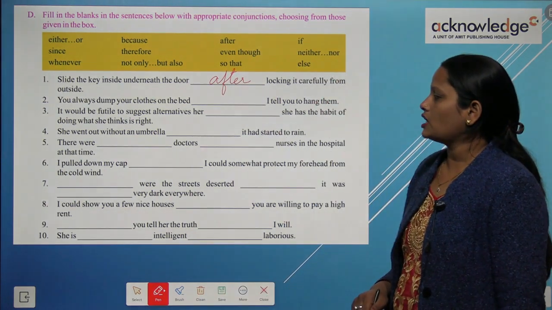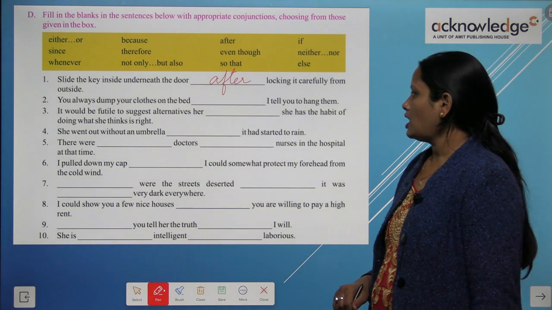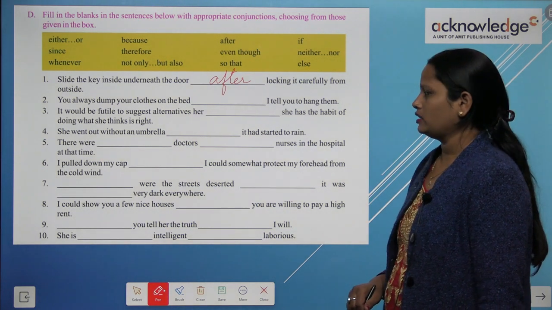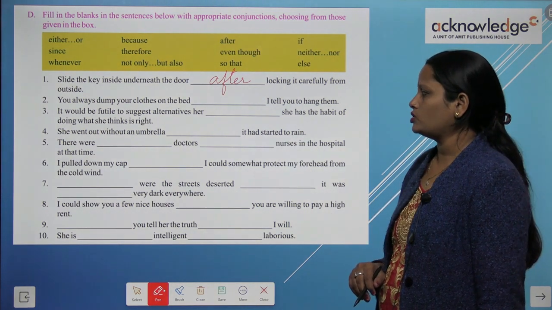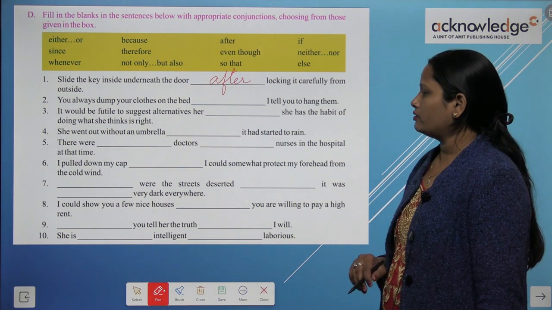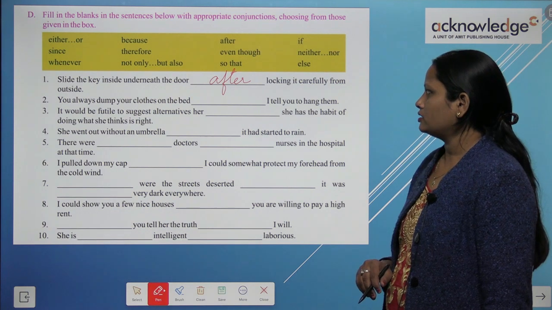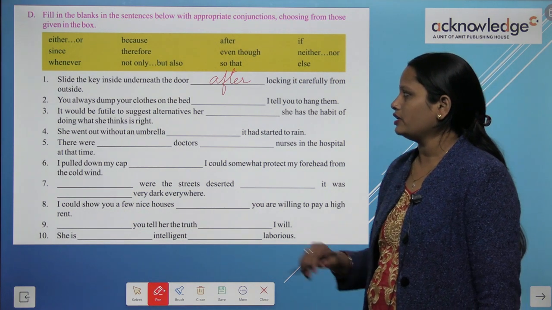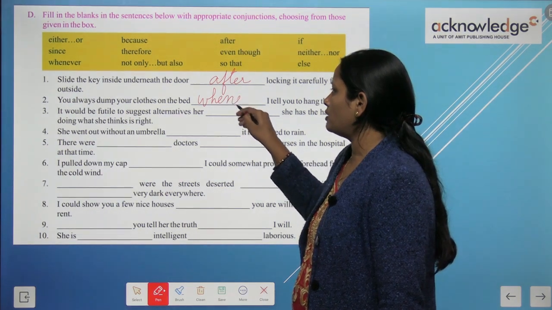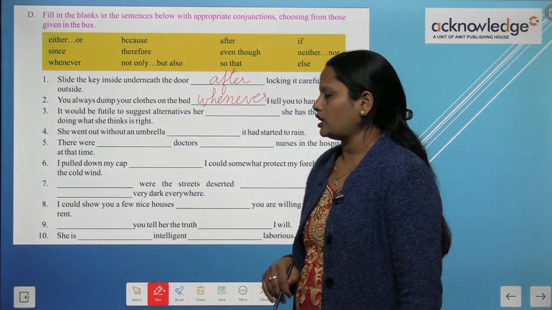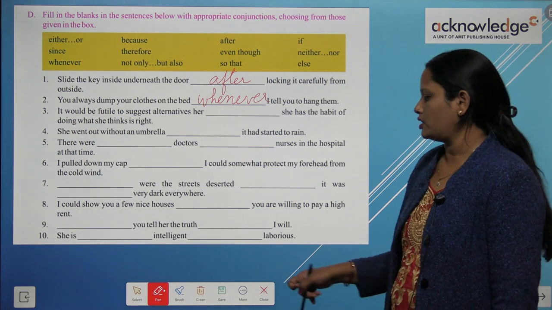You always dump your clothes on the bed. I tell you to hang them. So: you always dump your clothes on the bed whenever I tell you to hang them. So "whenever" will come here. Whenever I tell you to keep your clothes properly, you drop them on the bed and leave. So like this, children, complete the rest of the exercise.